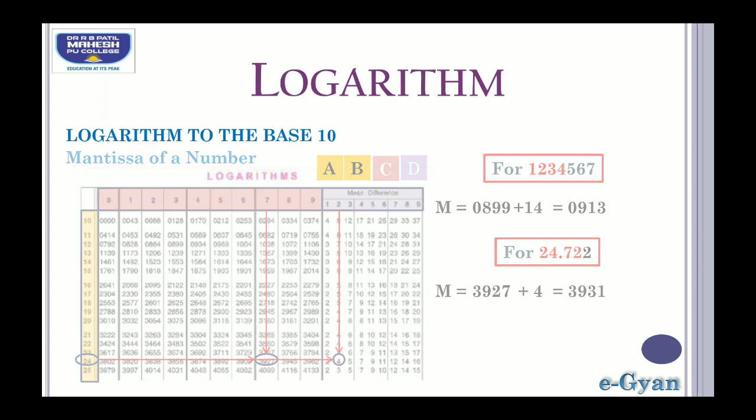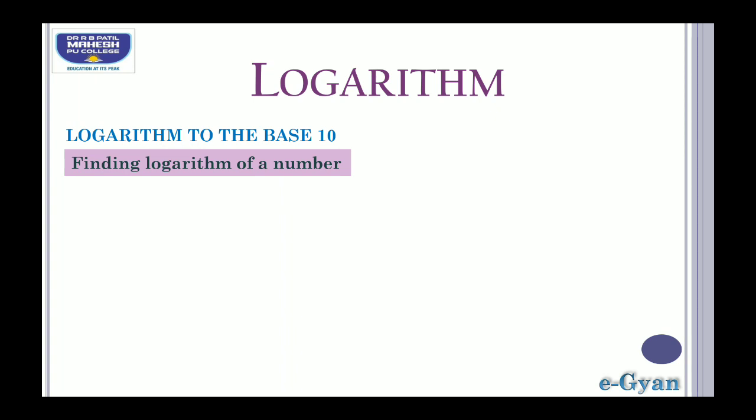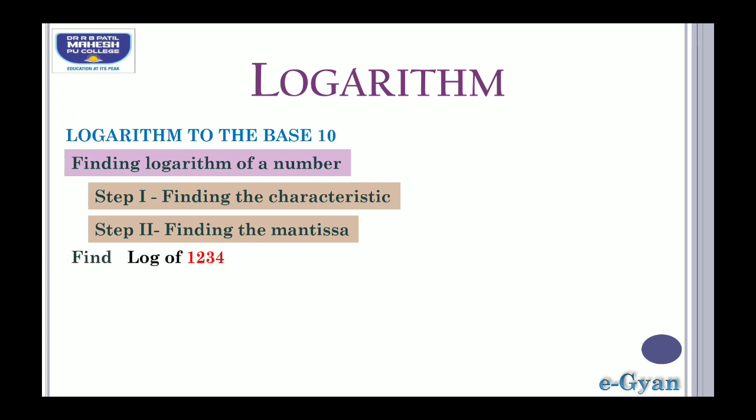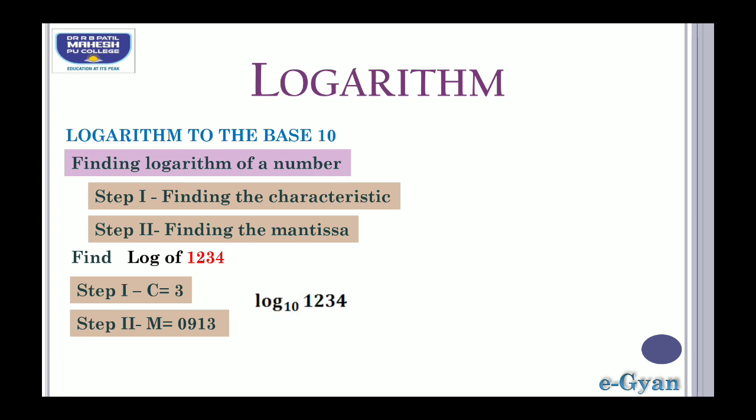Once we find the characteristic and the mantissa, we can easily find the logarithm of a number. So we have found the characteristic, we have found the mantissa. Now we'll try to present the logarithm of a number. So what is log of 1234? First, the characteristic is 3 because it is a 4-digit number. And step 2, the mantissa from the table is 0913. So we know the logarithm of a number is written as characteristic, decimal point and mantissa. So therefore log of 1234 to the base 10 is equal to 3.0913.